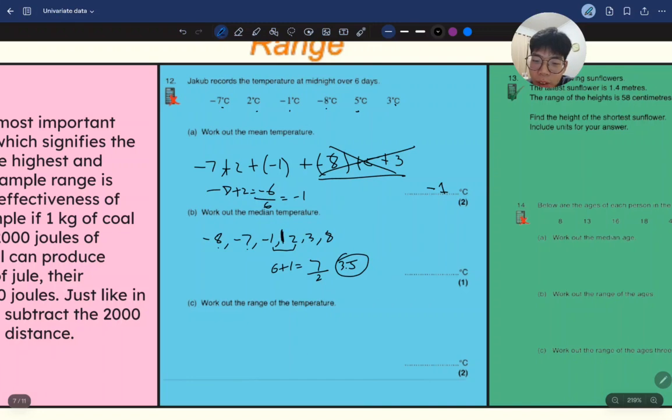3.5, the middle here. We can find it by adding -1 plus 2, dividing that by 2. So -1 plus 2 is 1. Divided by 2 is 1 over 2. So 1 over 2 is 0.5 Celsius, the most middle one.